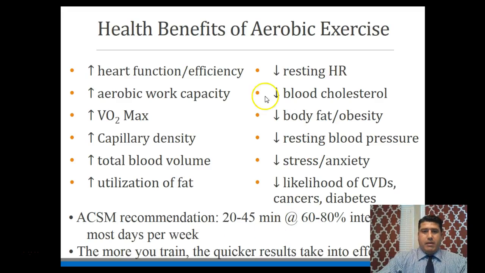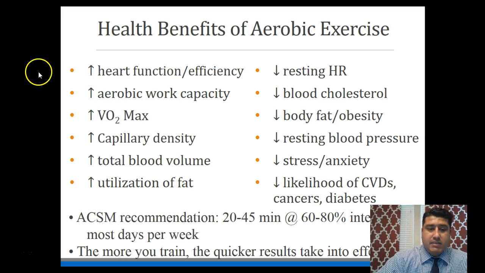Okay, and here are the health benefits of aerobic exercise. Engaging in regular activity for a prolonged period of time, a good 20 to 45 minutes, at least that's what the ACSM, the American College of Sports Medicine, recommends: that we engage in 20 to 45 minutes of regular physical activity at 60 to 80% intensity most days per week. So what is most days per week? Well, at least 4 days, right? 5 days even better, 6 days even better, 7 days even better.